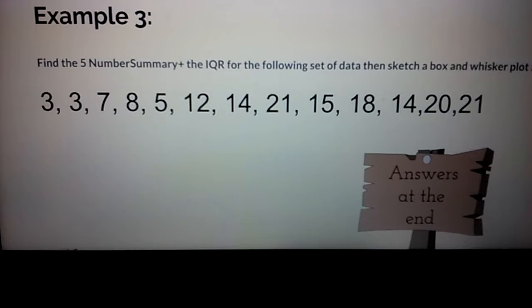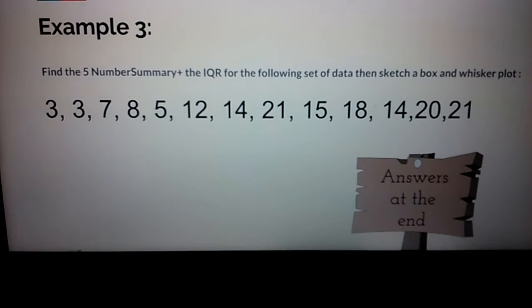So for example 3, it's time to try one on your own. Find the 5-number summary plus the interquartile range for the following sets of data, and then sketch a box and whisker plot.